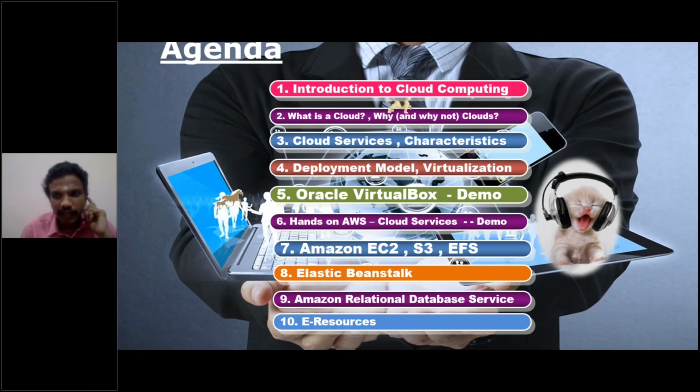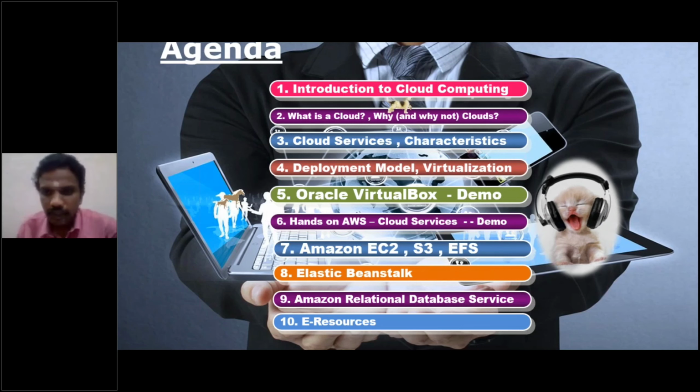Then an excellent cloud-based service which will be named AWS. AWS provides numerous services. The first one is called EC2, Elastic Compute Cloud. The second one is Amazon S3, that is storage as a service. The third one is EFS, Elastic File Service. Then Elastic Beanstalk, an excellent web service. Then the last one, Amazon Relational Database Service.